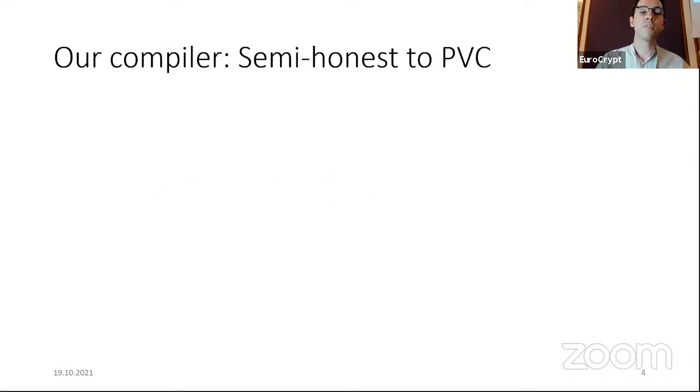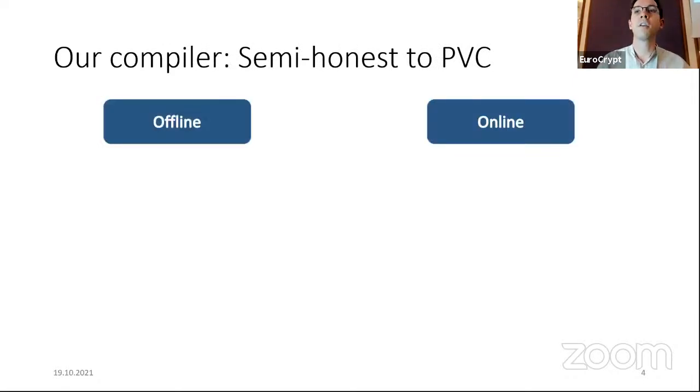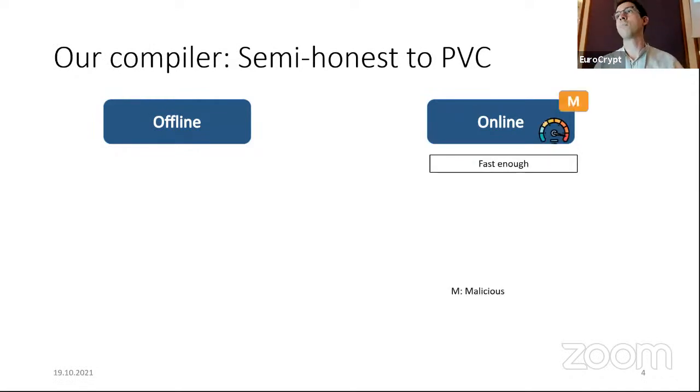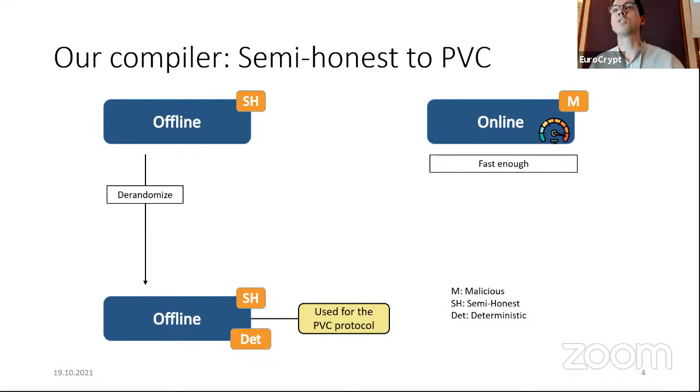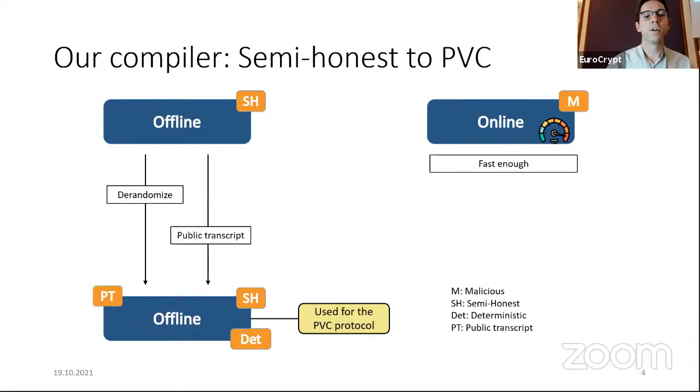I want to give you a simplified overview of our compiler. We will focus on the offline-online setting, in which there is an input-independent offline protocol and an input-dependent online protocol. Actually, we do not have to do anything with the online protocol because it's typically fast anyway, and we just take a malicious secure online protocol. However, with the offline protocol, we need to make some changes, and we take a semi-honest offline protocol and we de-randomize it, which means that parties derive all of their randomness from some predefined seeds. And also we add some kind of public transcript.